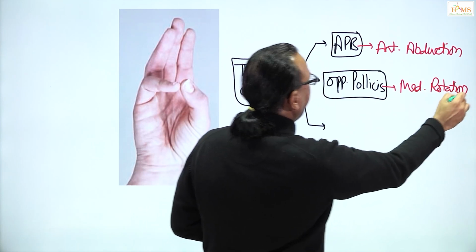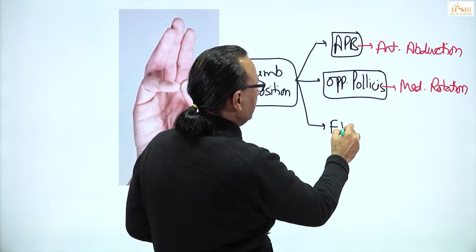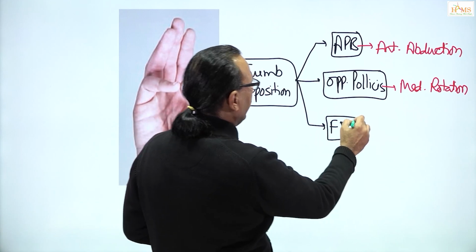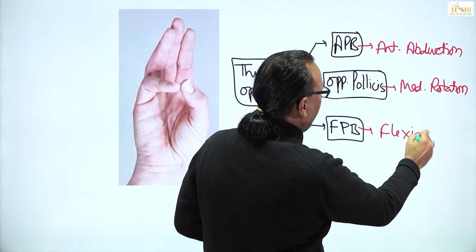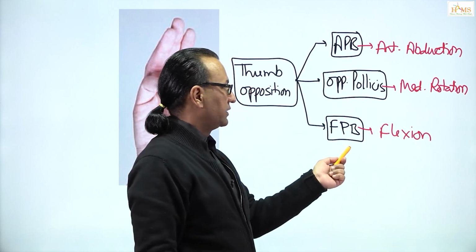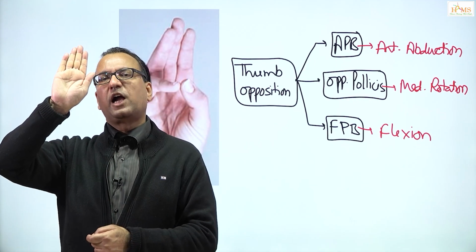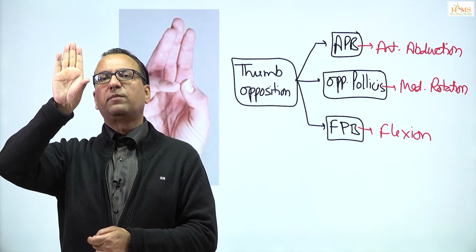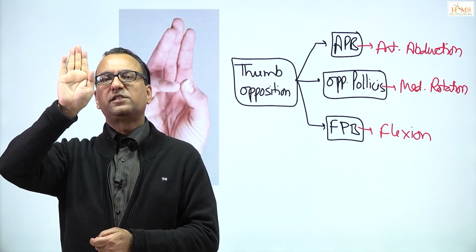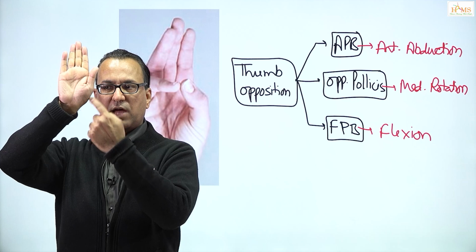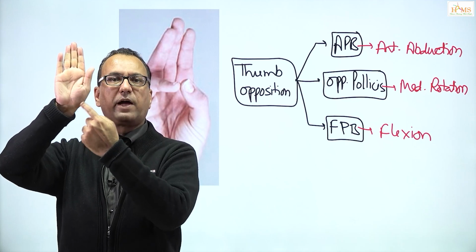And the third one, in sequence, is the flexor pollicis brevis, which causes flexion of the thumb. And it is a sequential movement. Let me demonstrate the movement for you. You will see, number 1, from the anatomical position, you move the thumb away in an anterior direction, anterior abduction. It is done by abductor pollicis brevis, supplied by the median nerve.